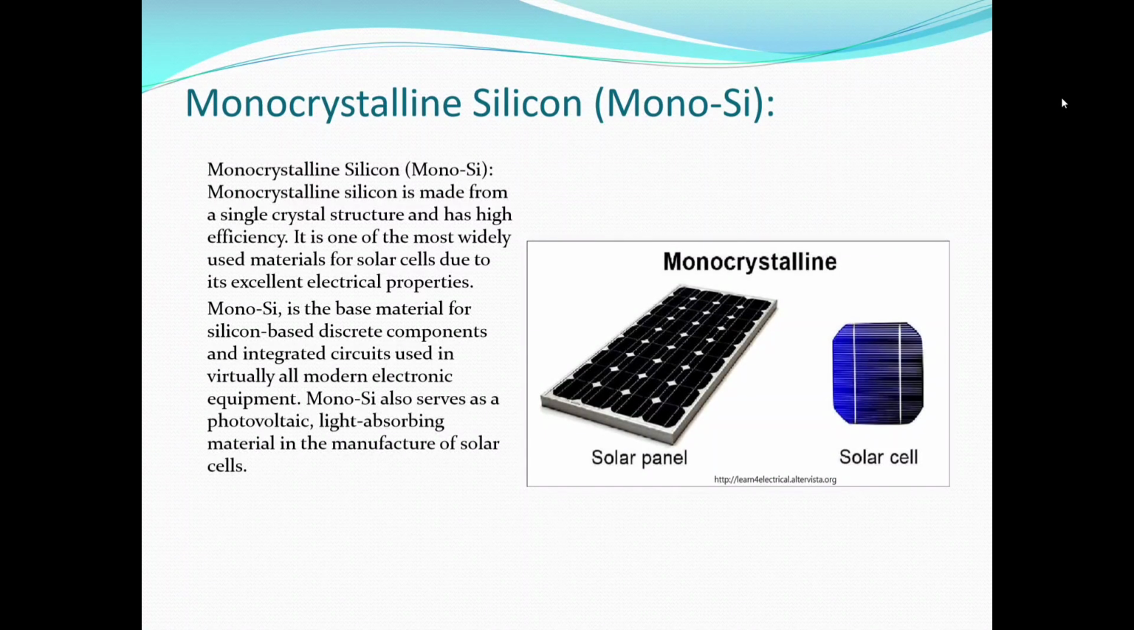Monocrystalline silicon is the base material for silicon-based discrete components and the integrated circuits used in virtually all modern electronic equipment. Monocrystalline silicon also serves as a photovoltaic, light-absorbing material in the manufacture of solar cells.